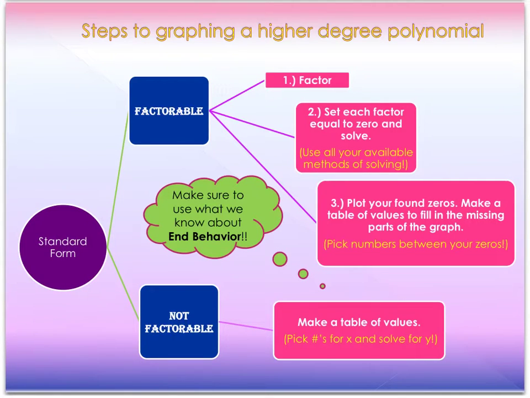This is very similar to solving a quadratic, except you might have 3 or more terms that you're setting equal to 0. Now you want to plot those zeros on your graph, so those are going to lie on the x-axis. Then we're going to make a table of values to fill in all the missing information in the graph. So we're going to pick numbers between the zeros. Now, if our function in standard form is not factorable, we're just going to go straight to making a table of values. So you just pick x's and solve for y.